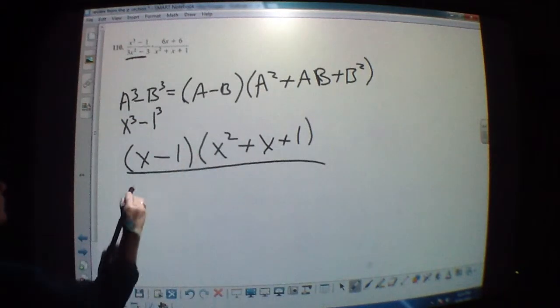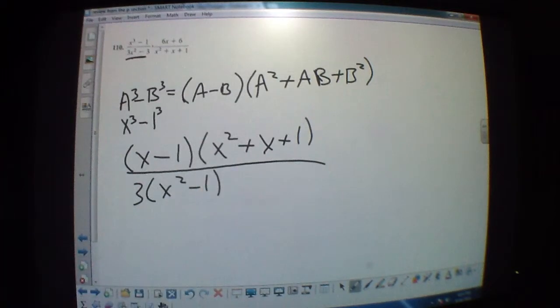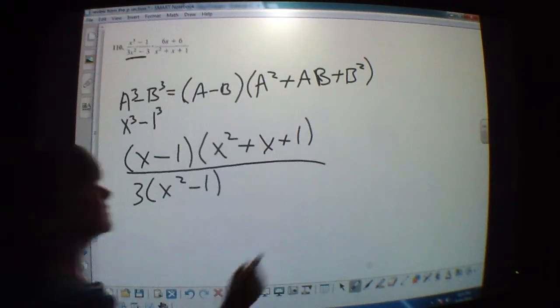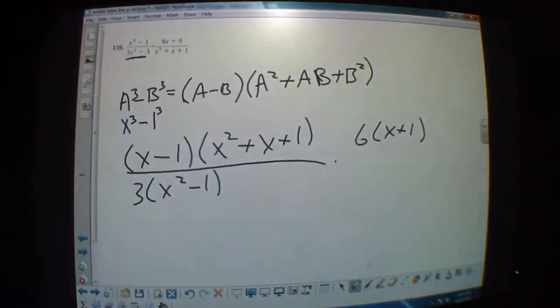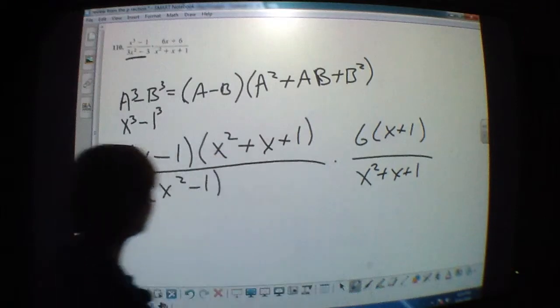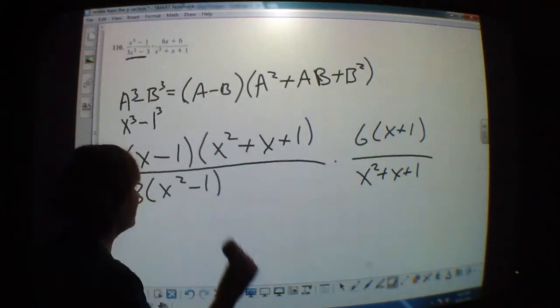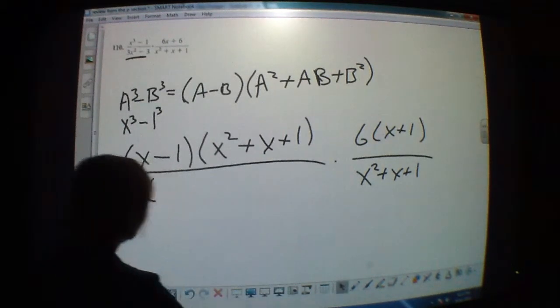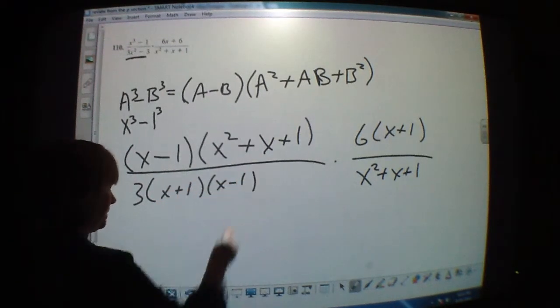In the denominator, I'm going to factor 3 out: 3 times x squared minus 1. In the numerator, 6x plus 6, I'm going to factor a 6 out. Denominator, x squared plus x plus 1. The only thing that you need to factor now is x squared minus 1, and let me just factor that right now. That factors into x plus 1, x minus 1.